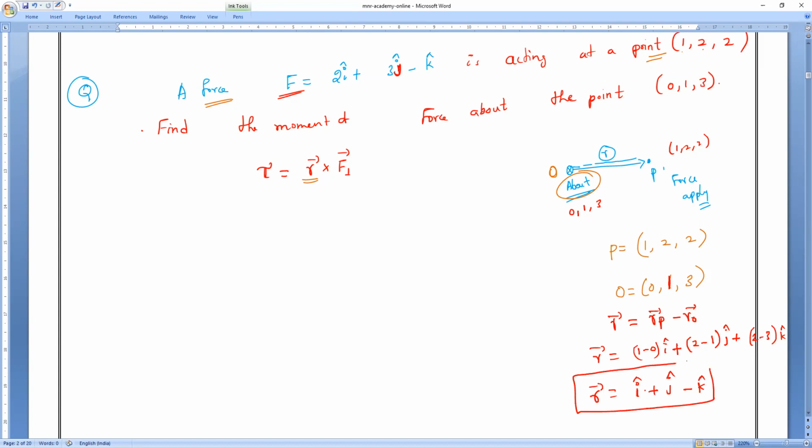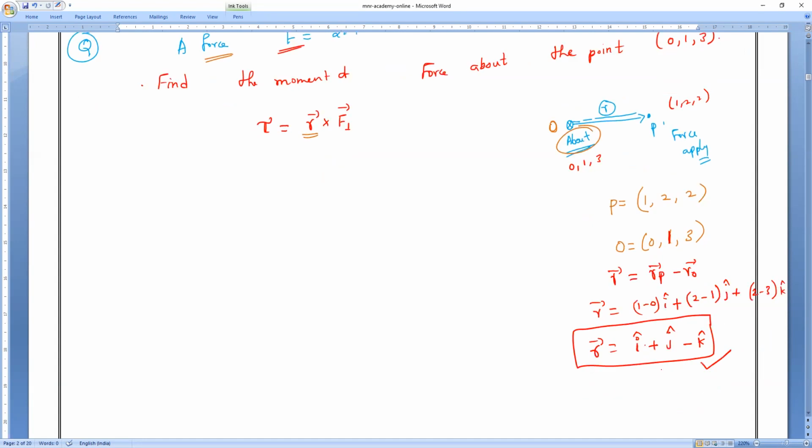So that is what is R. Do you remember? Clear? Please respond. R is equal to how much? R is equal to I cap plus J cap minus K cap. So you know R and you know F.